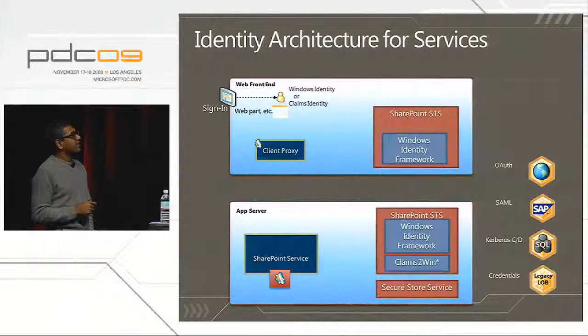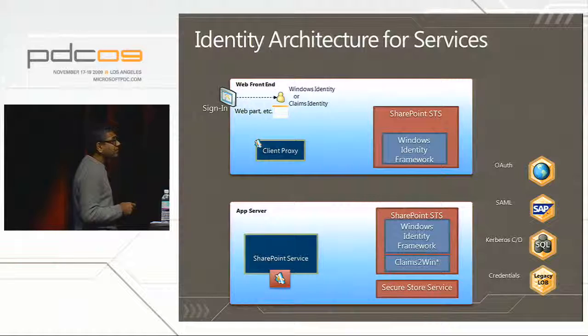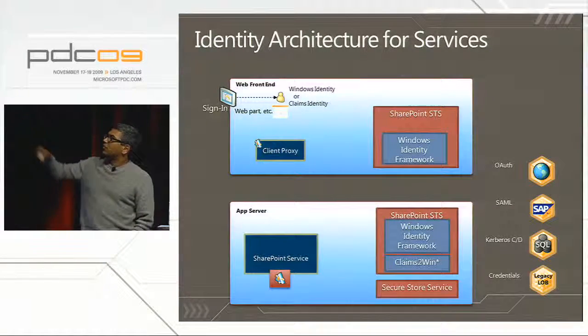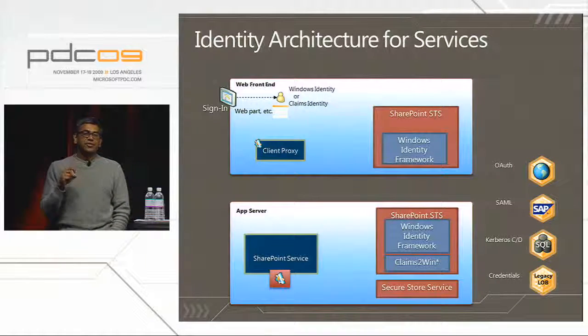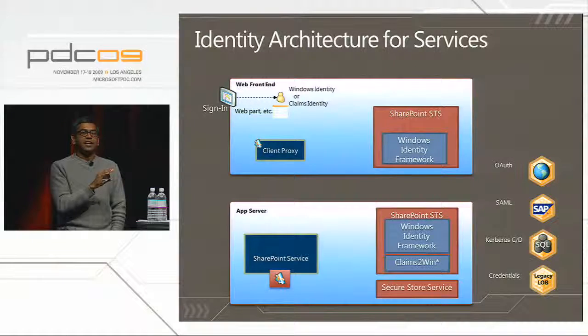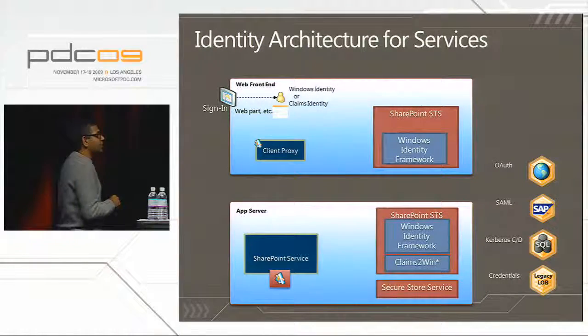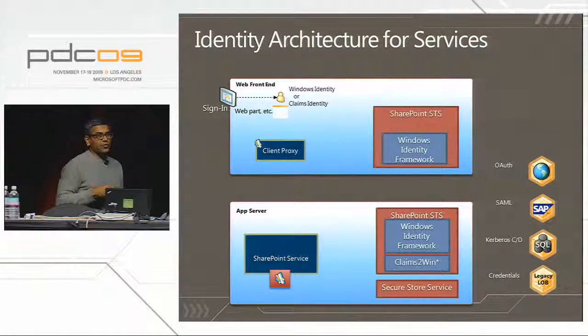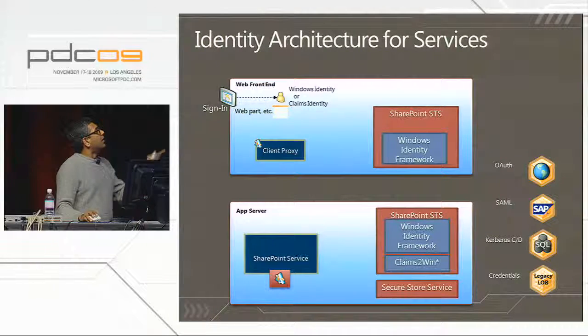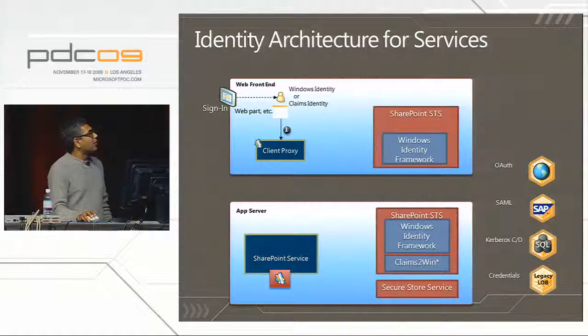So here's the basic architecture for how this thing works. What I showed you up front on the top, the yellow little man, is the identity of the user when he signed in. So he signed in when it's in classic, it's a Windows identity. When it's in claims, it's a claims identity. So there is a web part now that wants to get access to a piece of code that's outside. So the web part now makes a call.